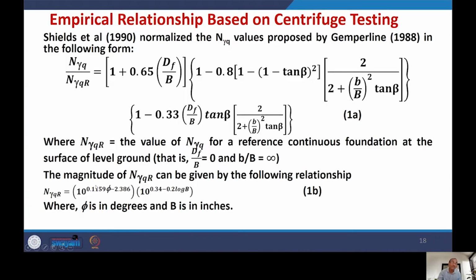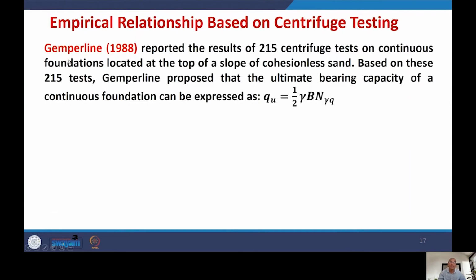Here one needs to understand that in this equation φ is in degrees, not in radians, and B is in inches. So B is not in centimeters in this equation, B is in inches. So what we do is, for a given value of φ and a given value of B, you can determine the value of N_γq(R). Once you determine N_γq(R), then using equation 1a you can find the value of N_γq. And once N_γq is known, you can determine the ultimate bearing capacity from this equation.